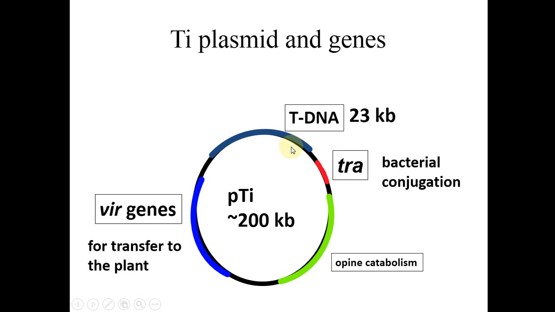This is also modified. This is the tra region. The tra region is for transfer, required for bacterial conjugation. These are the genes for opine catabolism, which are needed for Agrobacterium's growth. These are vir genes, which are needed for transfer of this tDNA. Unnecessary segments are removed, and instead extra segments can be attached. The tDNA size is 23 kilo base pair, and it has borders at its left side and right side, known as left border and right border.